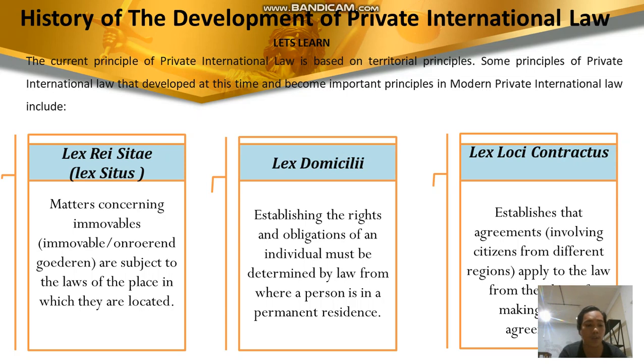Two, lex domicilii, establishing that the rights and obligations of an individual must be determined by the law of the place where a person is in permanent residence. And three, lex loci contractus, establishing that agreements involving parties from different regions are governed by the law of the place where the agreement was made.